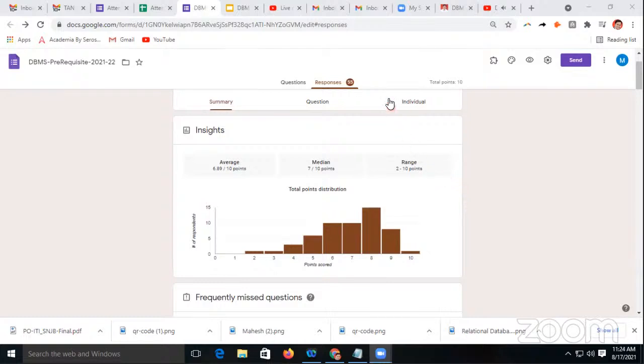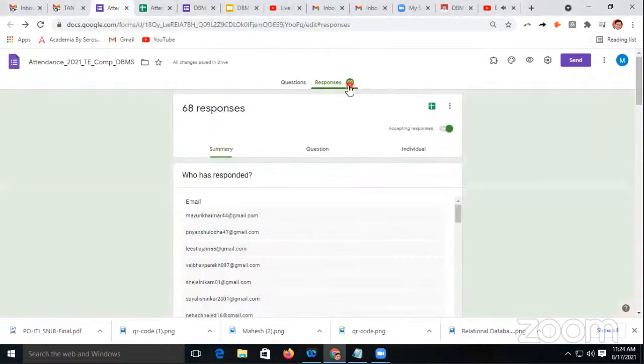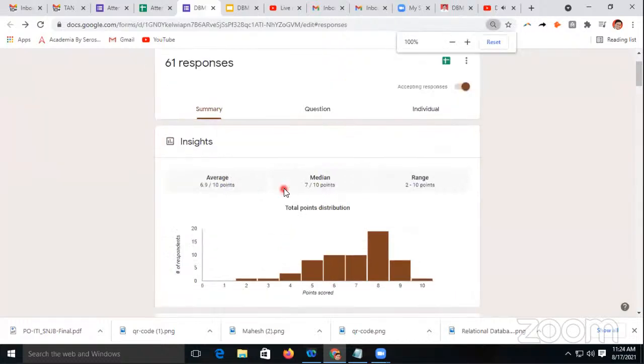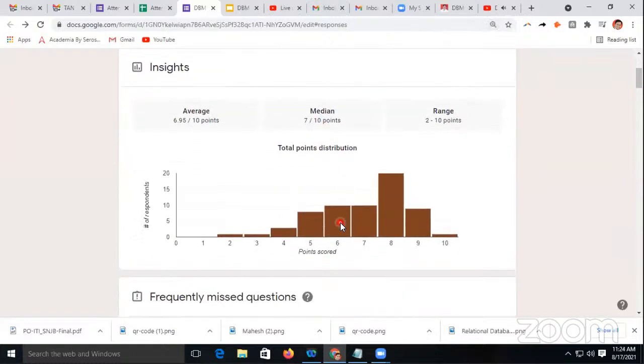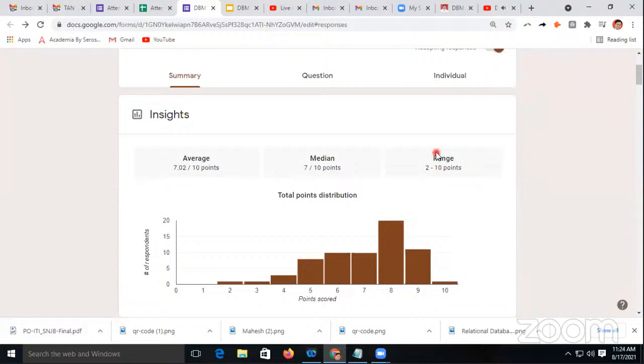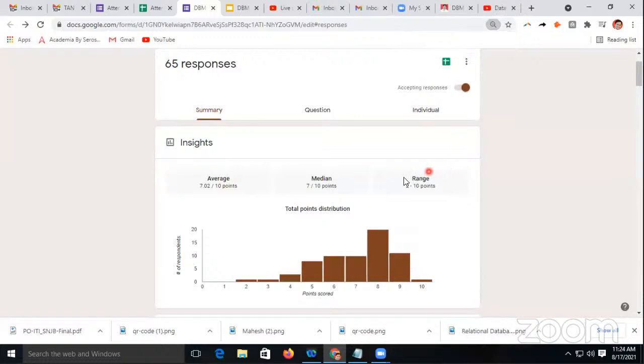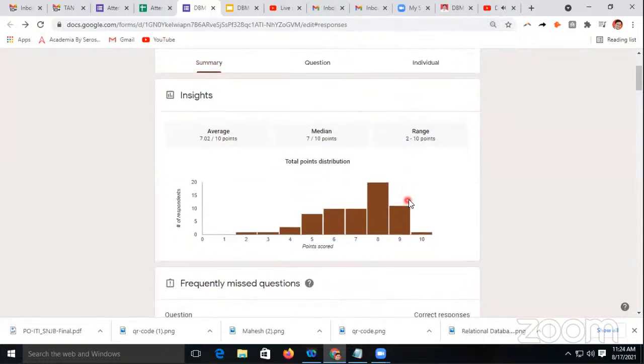Fifty-five students have given the exam till date. And 68 students have marked their attendance. Total 65 students have given the exam.